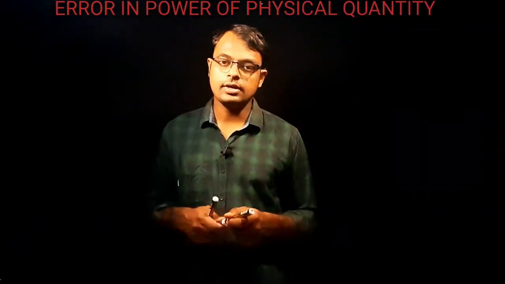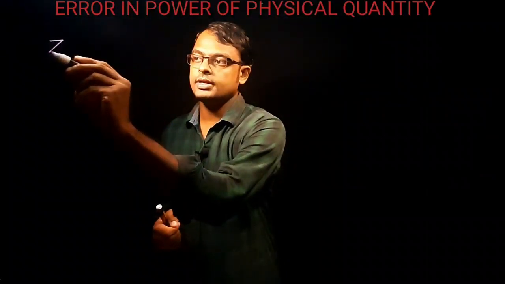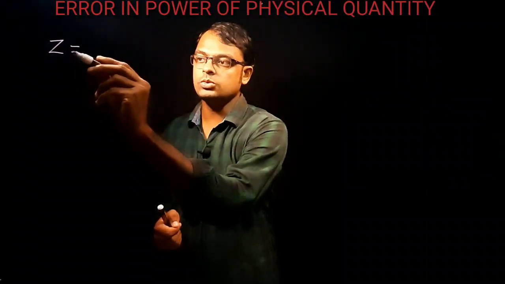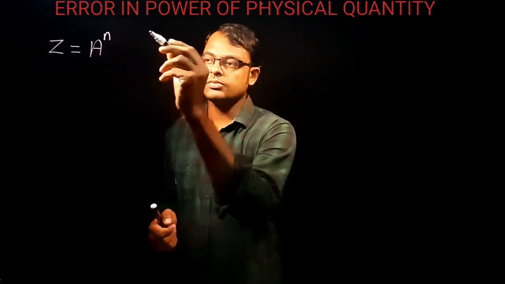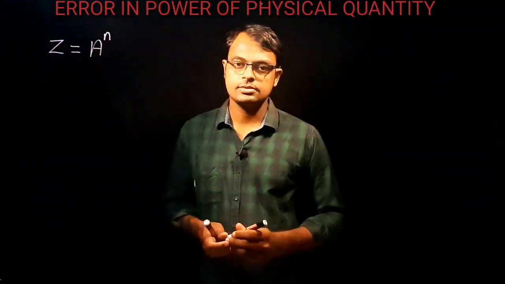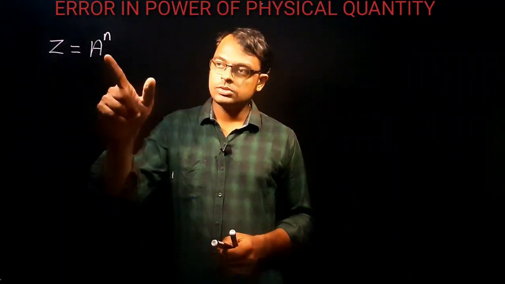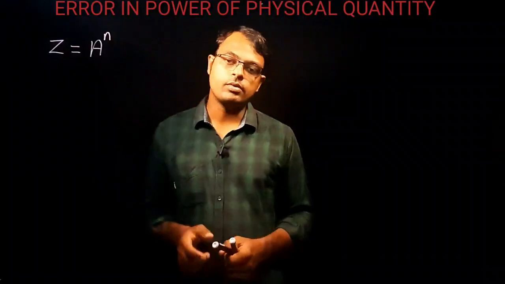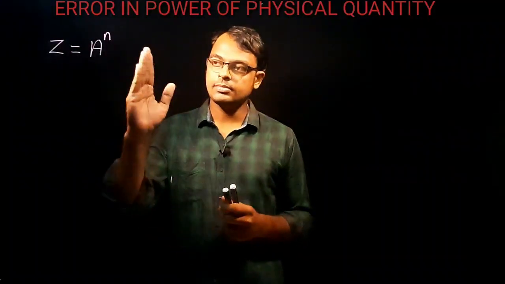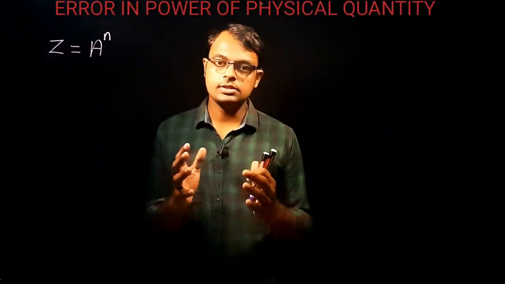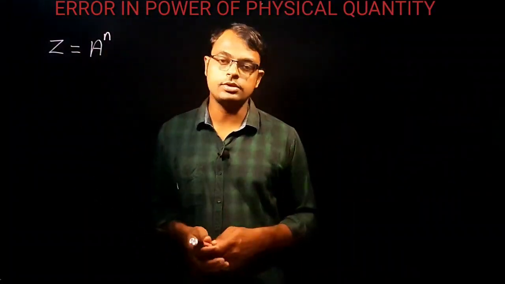So we are writing here just a physical quantity. We are writing it as z is equal to a to the power n. This is the one we are going to discuss. So a is a physical quantity, and we are using it n times, a to the power n. So how to deal with the error in the measurement of a, and what is the final error in the final result? That's what we are going to discuss here.